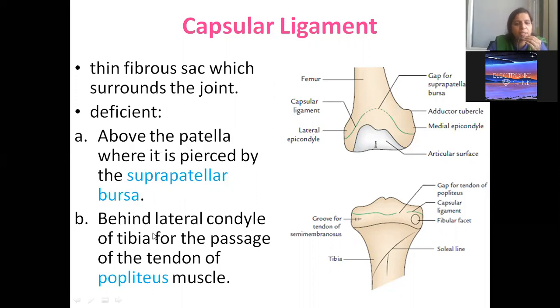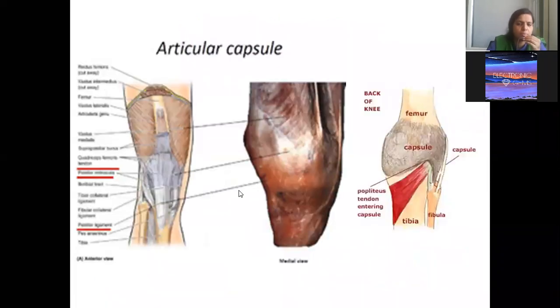Behind, at the lateral condyle of the tibia also, you will have a space for the passage of the tendon of the popliteus muscle. You remember we have discussed the origin of popliteus, from which condyle it comes. From the femur lateral epicondyle. And where is it getting inserted? Above the soleal line. This gap is for the tendon of popliteus to pass through when it has to come and get inserted on the posterior surface of the tibia above the soleal line. That we have discussed many times.